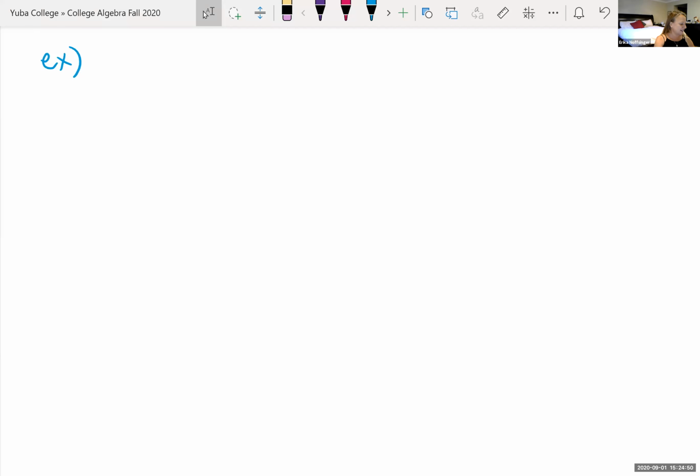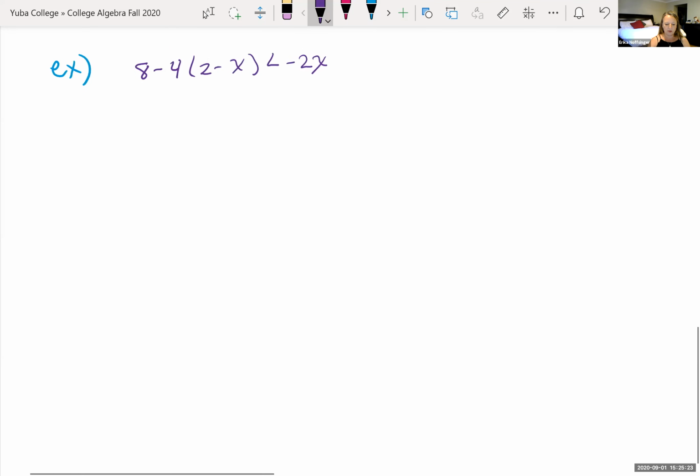Okay, so we're looking at an example here. We have 8 minus 4 times the quantity 2 minus x is less than negative 2x. Again, this asks us to solve this, put it in interval or set notation, and graph the solution set. You're going to solve this just like there was an equal sign in there. The only thing we have to be aware of is that it's okay to subtract a number, but if we multiply or divide by a negative, we're going to change the sign.